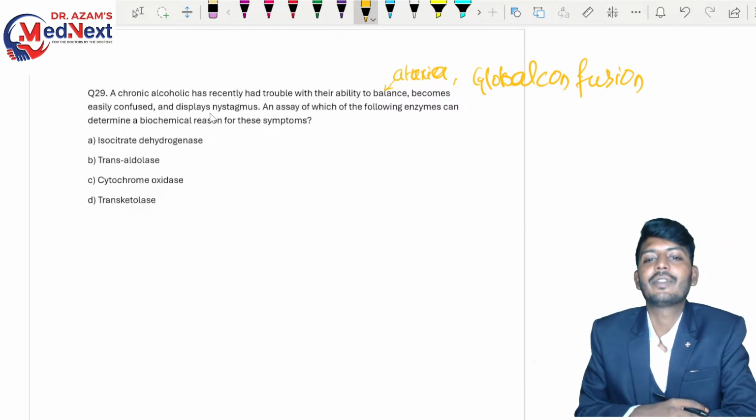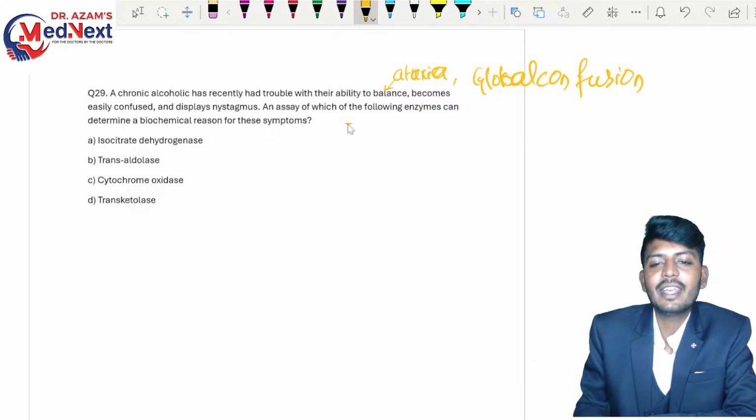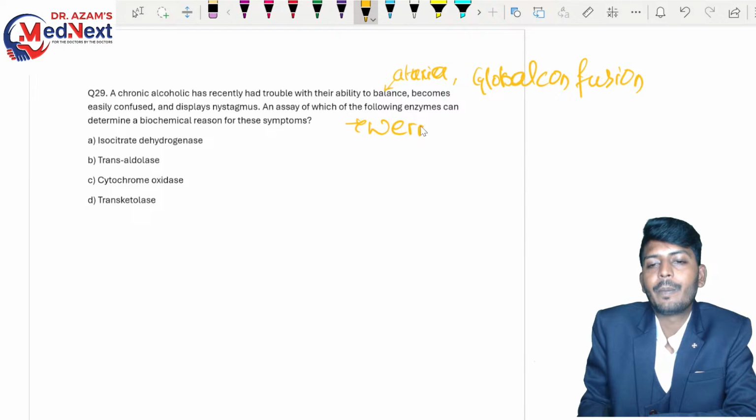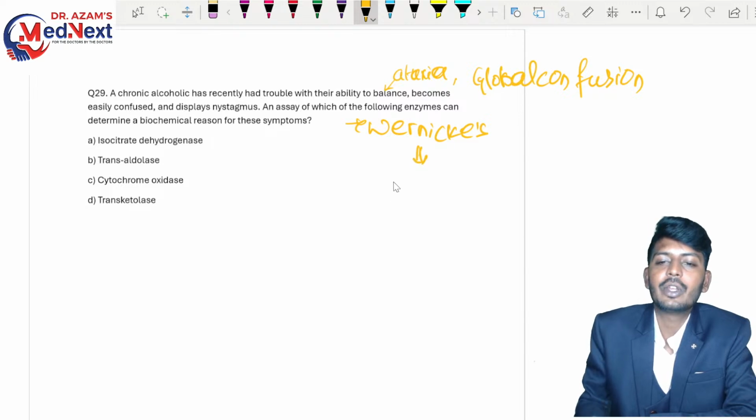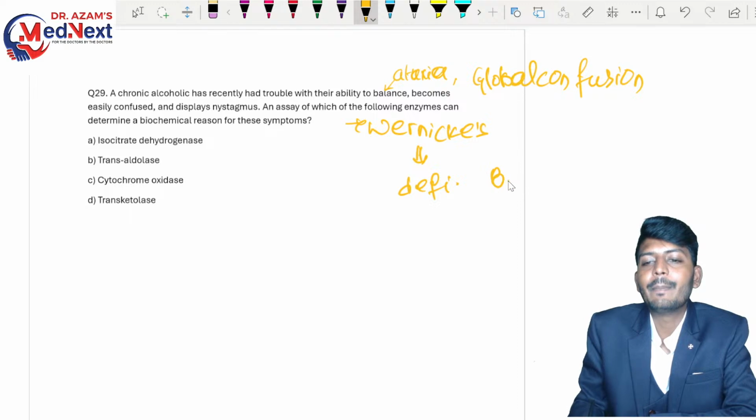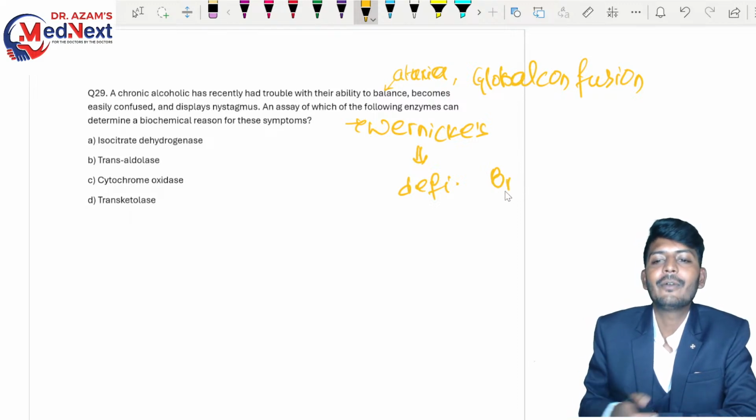So that is basically an ophthalmoplegic symptom. So this is a case of Wernicke's encephalopathy. What is that? Wernicke's encephalopathy occurs due to deficiency of which vitamin? Vitamin B1. Deficiency of vitamin B1.